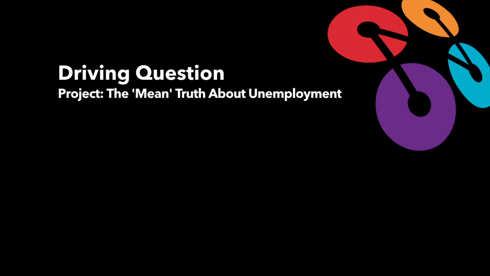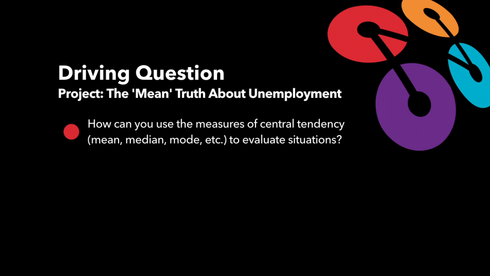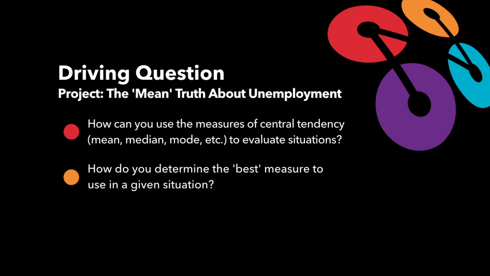Several projects will take place throughout this class. The following project, Mean Truth About Unemployment, will not only provide rigor while meeting Common Core standards, but will also provide a real-world use for the lessons learned. Each project will feature a driving question. The driving question for this project is: how can you use the measures of central tendencies such as mean, median, and mode to evaluate situations? And how do you determine the best measure to use in a given situation?